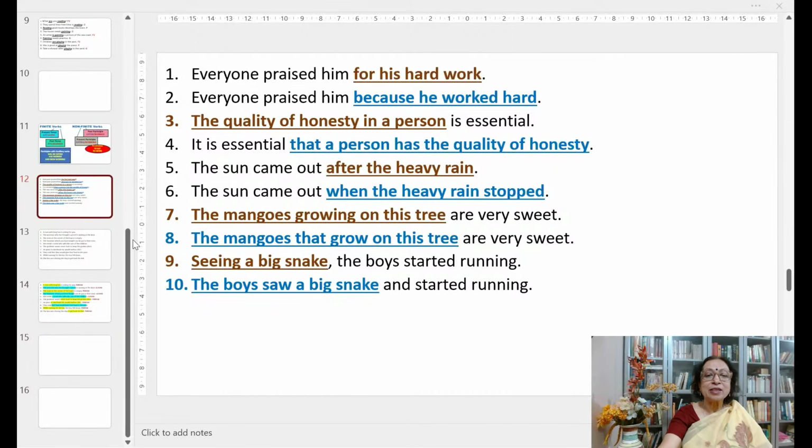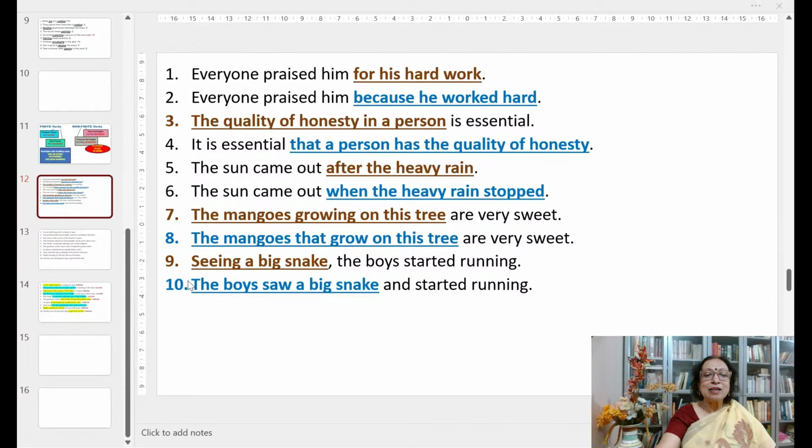Now let us come here. The mangoes that grow on this tree. Very good. I'm very happy. I wish you all the best to become a teacher, English teacher. We need good English teachers. Therefore, Manpreet Kaur, all the best to you.